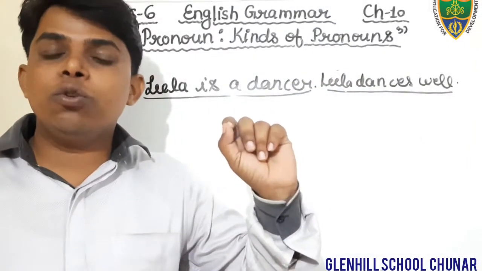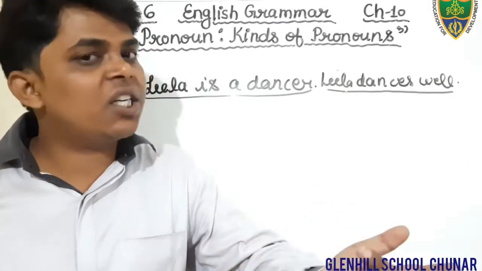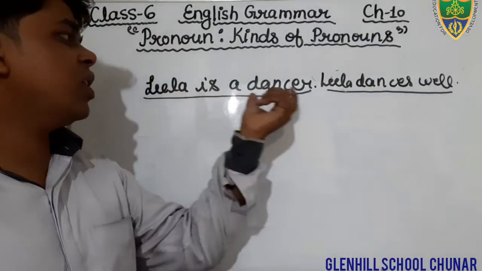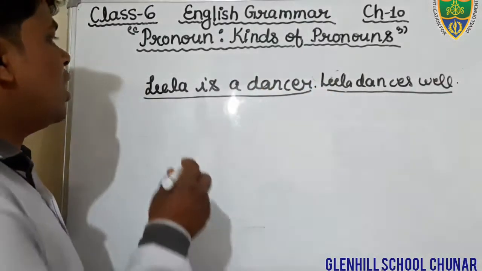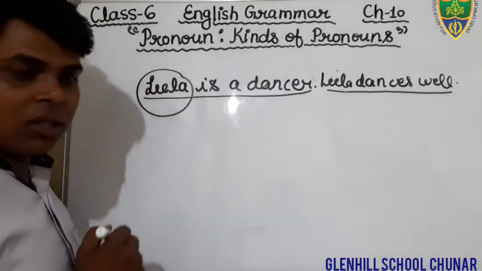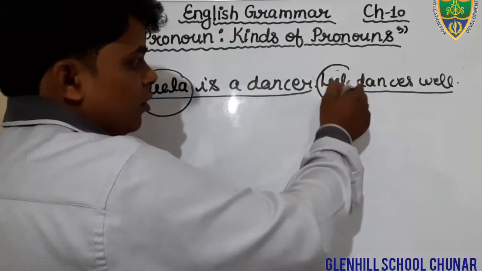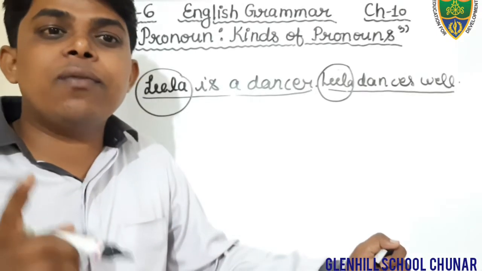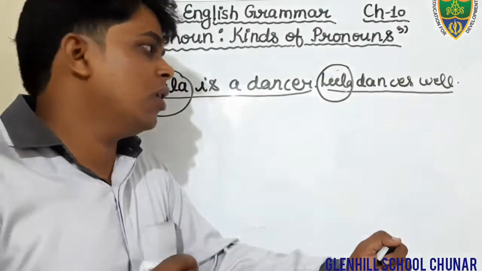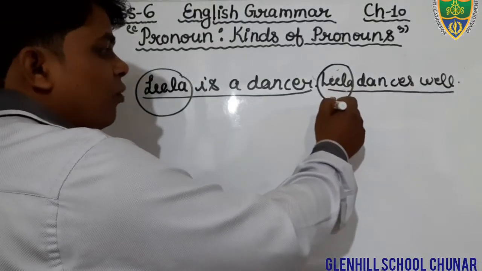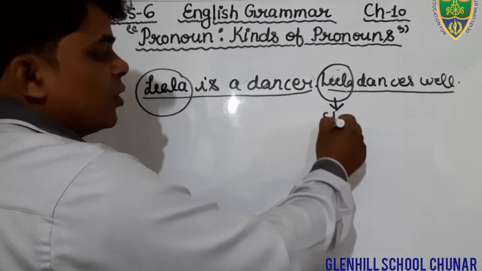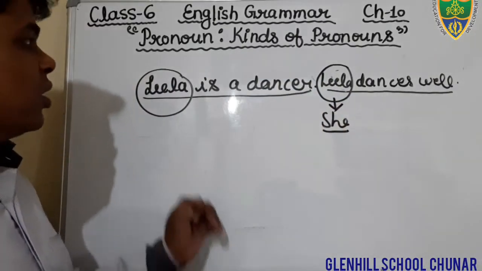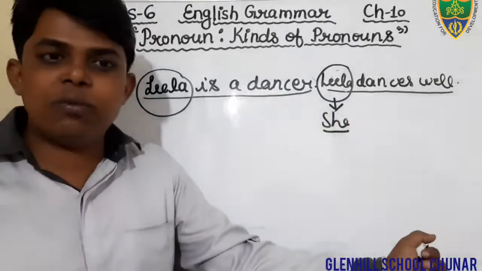Dear students, we use pronoun to avoid repetition of noun. In these two sentences, Leela is a dancer, Leela is a noun. And here again, the word Leela is a noun. To avoid repetition, we use a pronoun in place of the noun. So in place of Leela, we can use the word she. The word she is a pronoun and the meaning is the same. Leela is a dancer, she dances well.